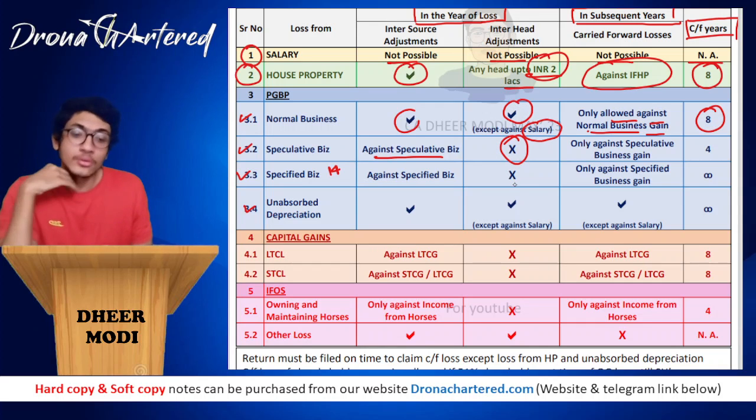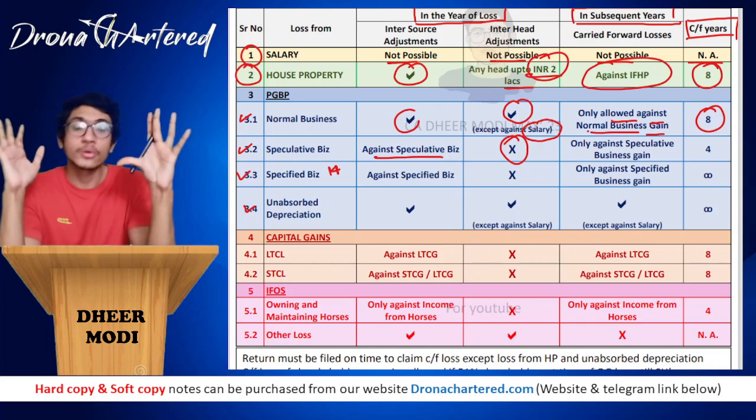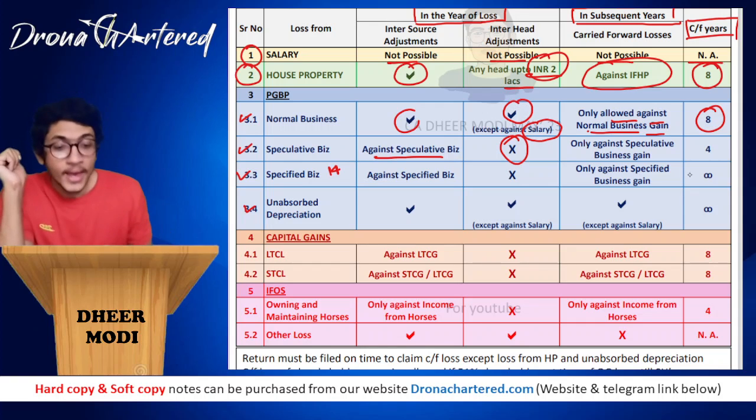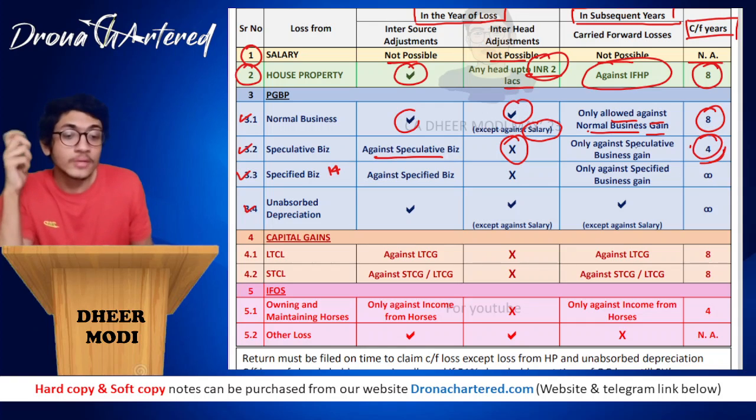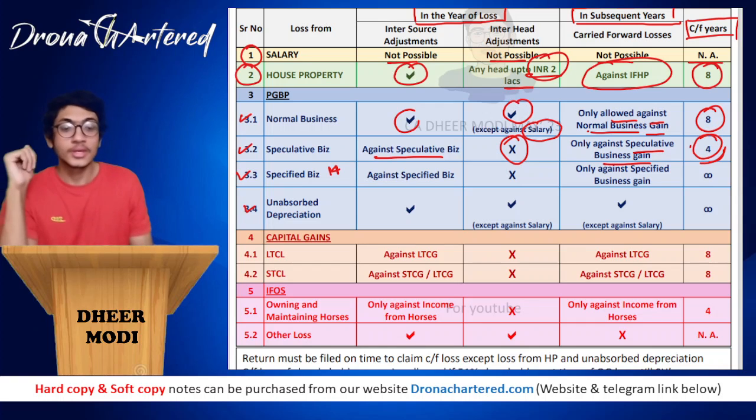Sorry, not next year. In the interhead adjustments, it is not allowed. That means only and only against speculative business, otherwise with no head. And you can carry forward it for 4 years. And in 4 years, what will you set it off against? Only against speculative business gain.